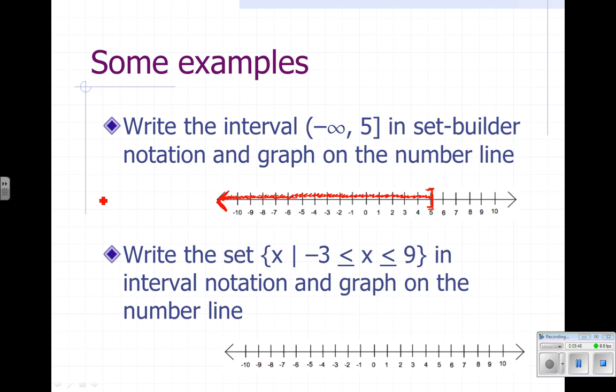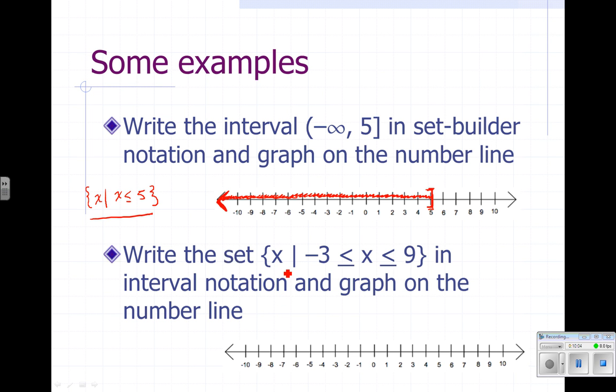In set builder notation, by the way, we should be able to rewrite this, and we would write it this way: the set of all x such that x is less than or equal to 5. And that looks sort of like a familiar thing that we've seen before. In fact, it is. Well, let's try it the other way around.